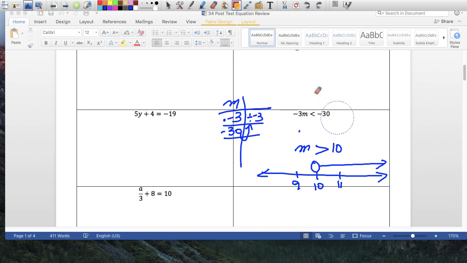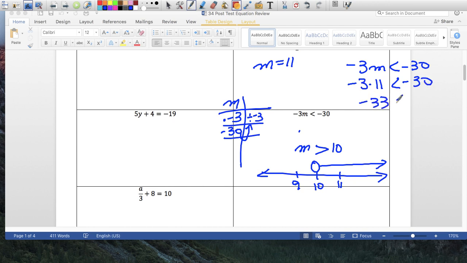We still got to check. So I want you to pick a value on this side that is greater than 10. Let's just pick 11, see what happens. So negative 3m is less than negative 30. And if we pick m equals 11, let's see if that works. Negative 3 times 11 is less than negative 30. Negative 3 times 11 is negative 33. And that is definitely less than negative 30. Check.